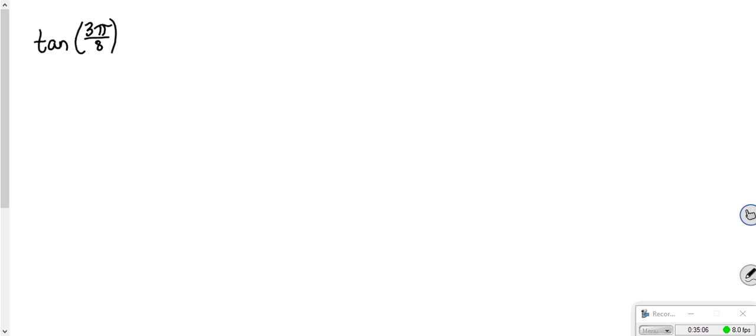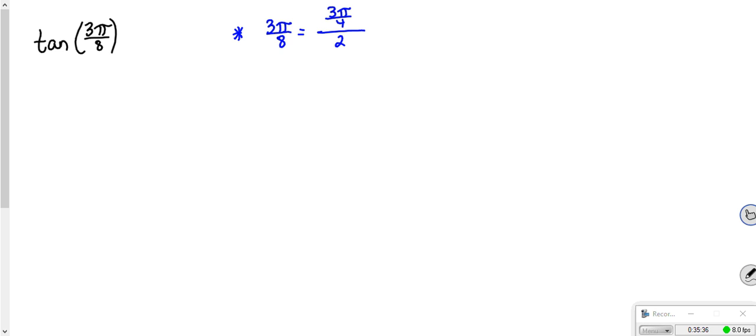Let me again go off to the side here. 3 pi over 8 is 3 pi over 4 divided by 2, because remember, if you divide by 2, you're multiplying by 1/2. So the angle we're actually using in our half-angle formula is 3 pi over 4. So again, half-angle formulas, you've got to know those.